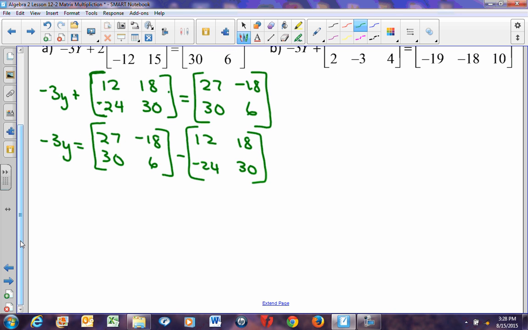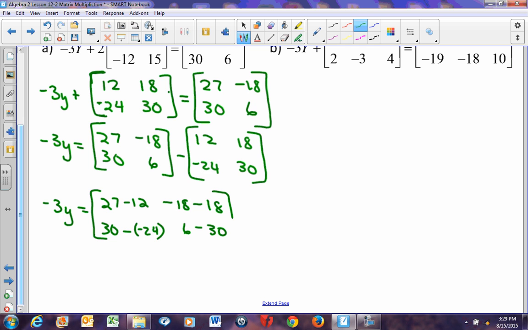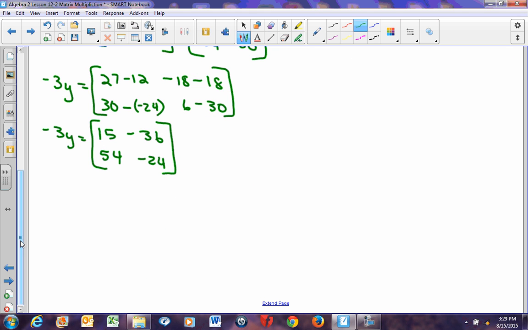Okay, so negative 3y then will equal 27 minus 12, negative 18 minus 18, 30 minus negative 24, and 6 minus 30. So then negative 3y equals 27 minus 12 is 15. Negative 18 minus 18, excuse me, is negative 36. 30 minus a negative 24 is 54. And 6 minus 30 is negative 24. So now I have negative 3y equals 15, negative 36, 54, negative 24.